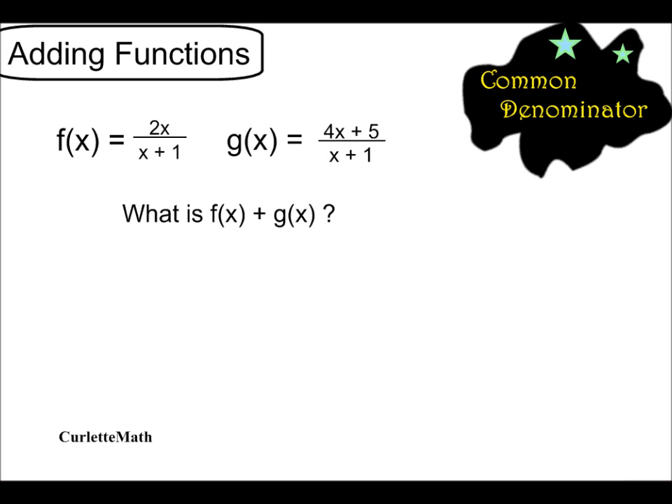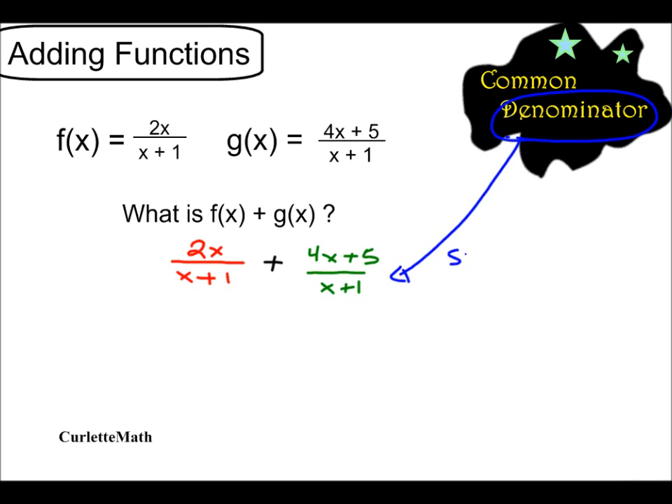Looking at adding two rational functions. So we're adding the functions. We need to take f of x first, which is 2x over x plus 1. We need to add that to our g of x function, which is 4x plus 5 over x plus 1. Now here we need to pay attention because we're adding, our denominators must be the same.